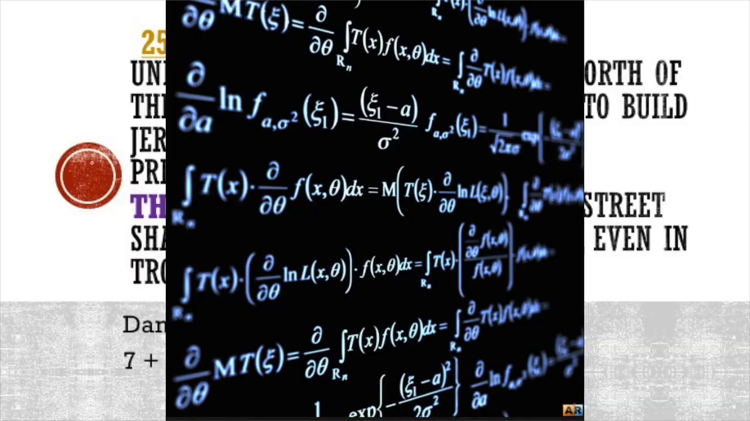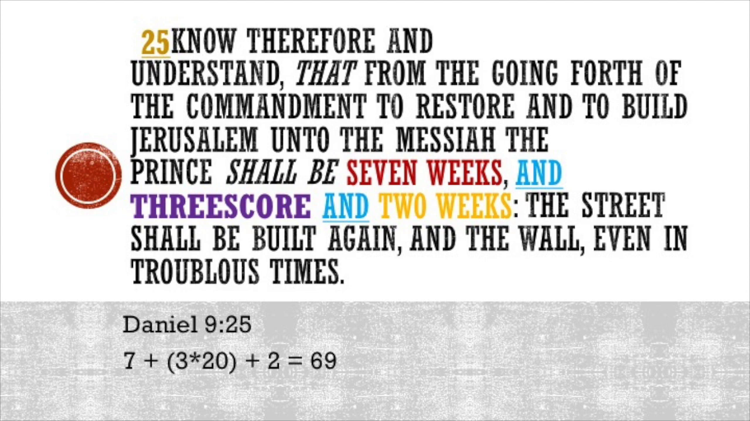Okay, so let's look at another one. In Daniel 9:25, same thing. It says, "Know therefore and understand that from the going forth of the commandment to restore and build Jerusalem unto the Messiah, the prince shall be 7 weeks and 3 score and 2 weeks." So already you have 2 equations in the verse. The first one is shall be 7 weeks.